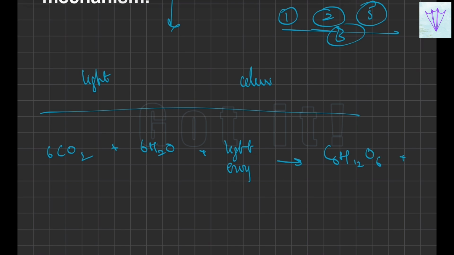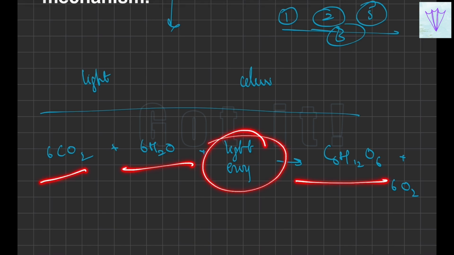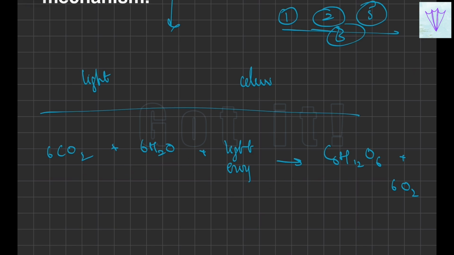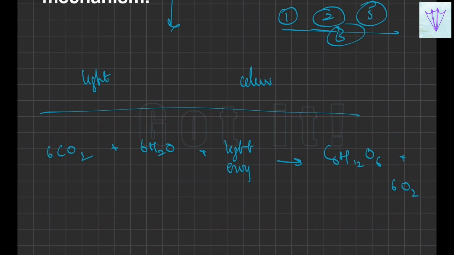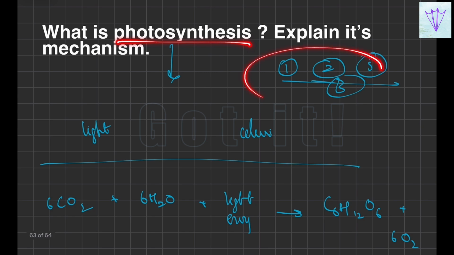You need to write the balanced proper equation, which is 6CO2 plus 6H2O plus light energy gives rise to C6H12O6 plus 6O2. And also write chlorophyll and sunlight along with your equation to make it a complete proper equation. And write about the light dependent and light independent reactions and all these things in detail regarding photosynthesis according to the marks which are awarded for that question.